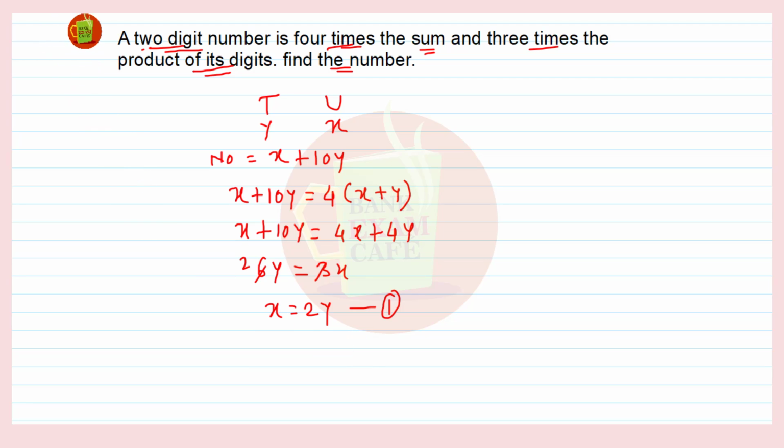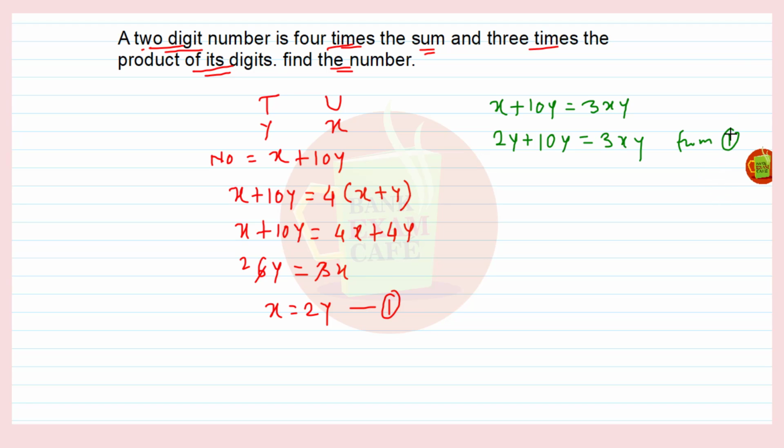Now here the second condition is that it is 3 times the product of its digits. The two-digit number is 3 times the product of its digits, so we can say that x plus 10y is equal to 3 times the product of the digits, that is xy. But here x is equal to what? We have x is equal to 2y, so it will be 2y plus 10y, that will be equal to 3xy. This is from 1. And 10y plus 2y, that will be 12y, which is equal to 3xy.